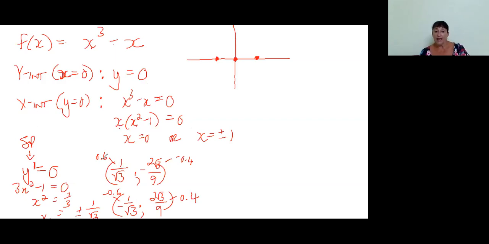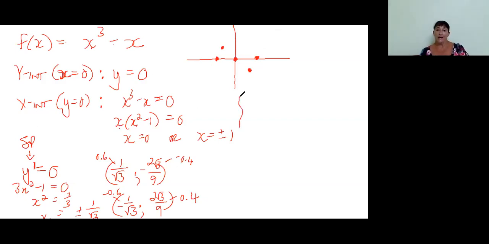So in other words, I have a point, a turning point, stationary point at 0.6 and minus 0.4. So somewhere there. And then I have another one at minus 0.6 and plus 0.4. So like there. And you can already see what the graph looks like. The only way you can join those is to do this, right? But I'm not going to do that yet because I want to show you something.